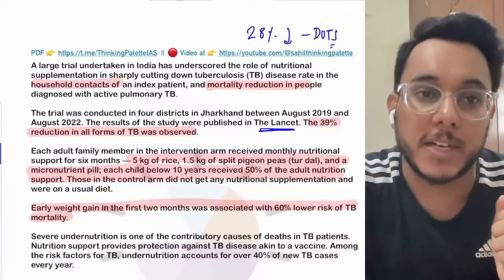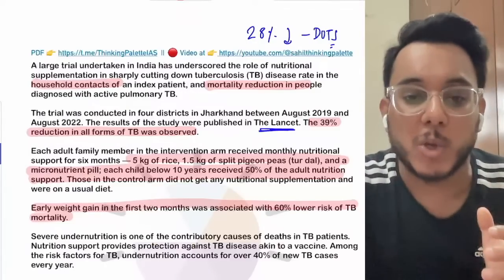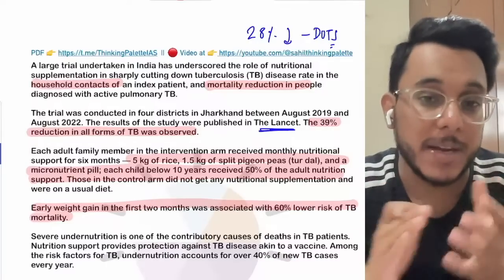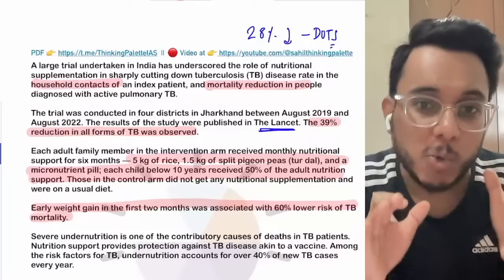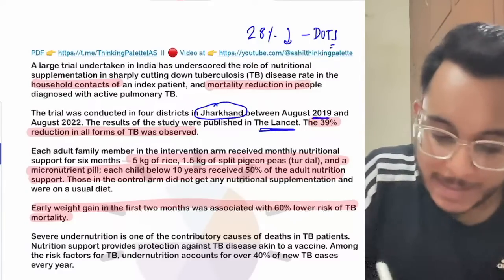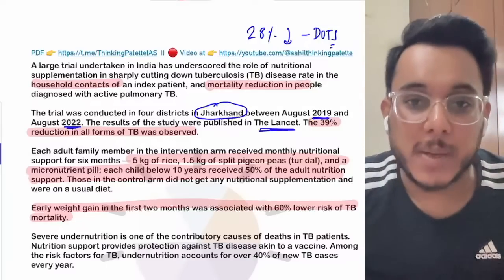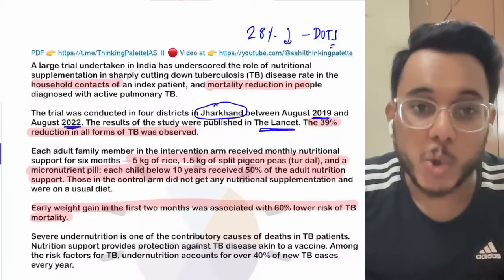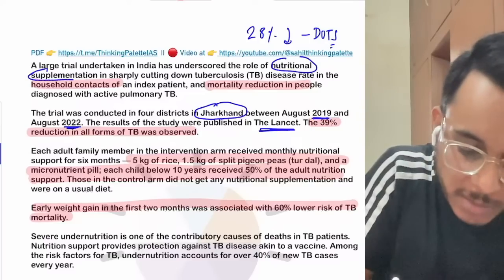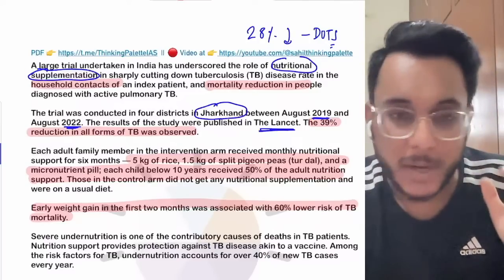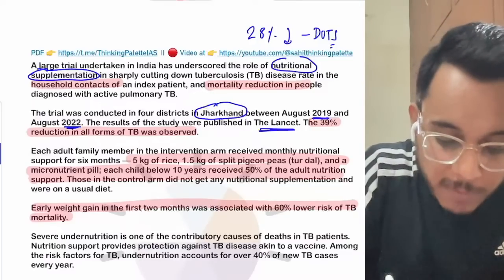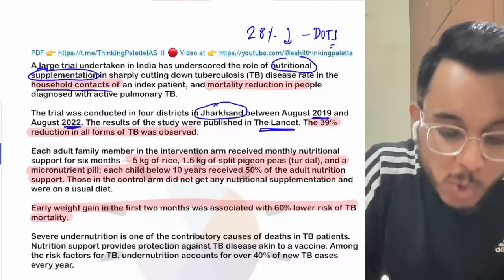And what is this cost effective solution? Cost effective solution is simply give the people adequate nutrition. Give the people adequate nutrition. So, according to a trial that has been conducted in Jharkhand between 2019 to 2022, it has been proved that the households which have been given proper nutritional supplementation, these households have reduced the prevalence of TB in the household contacts.